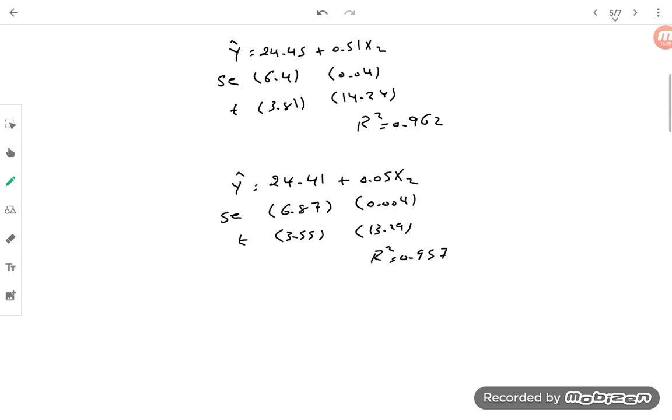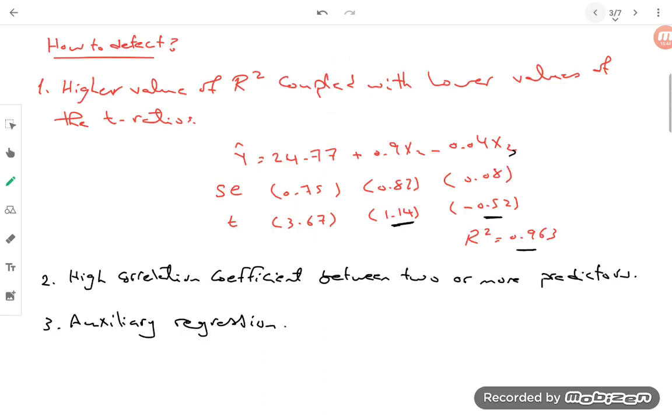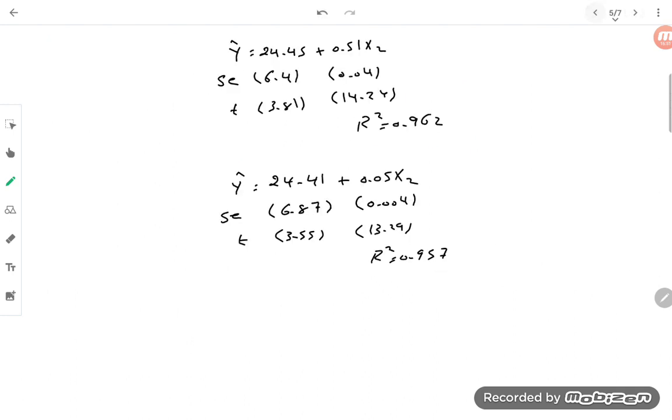The results indicate that each independent variable positively and significantly affects y. But in the original situation, x3 has a negative impact, not a positive one. So this is an indicator.